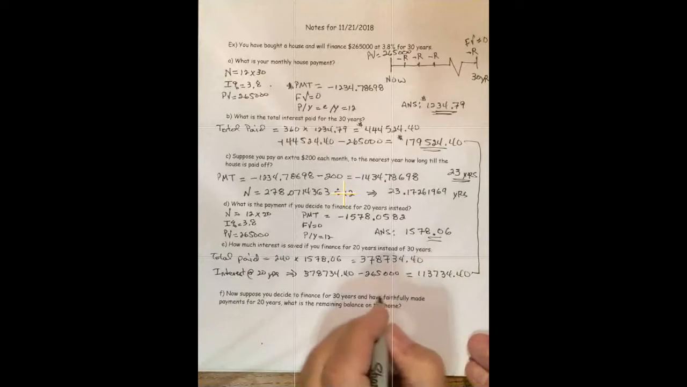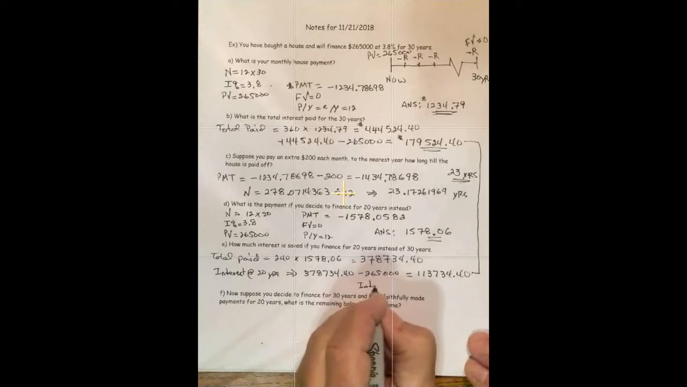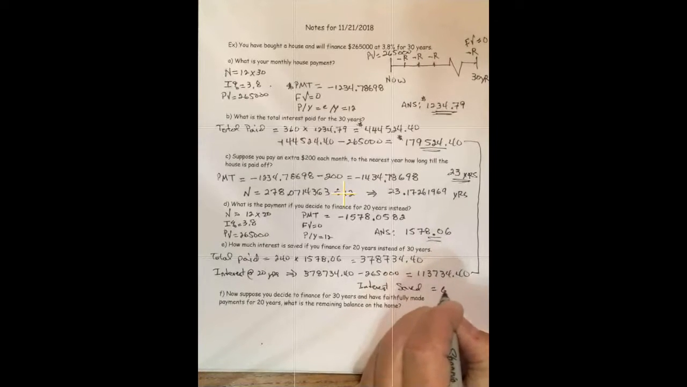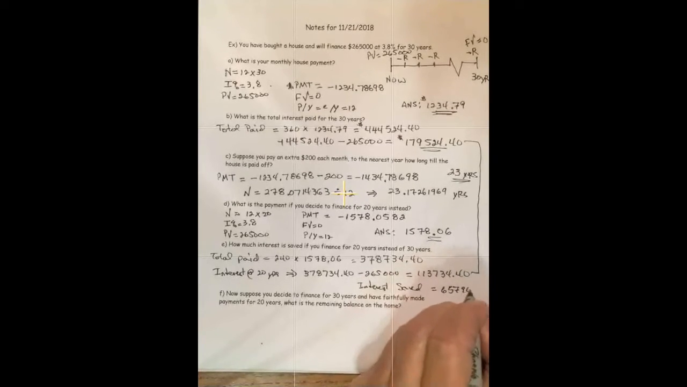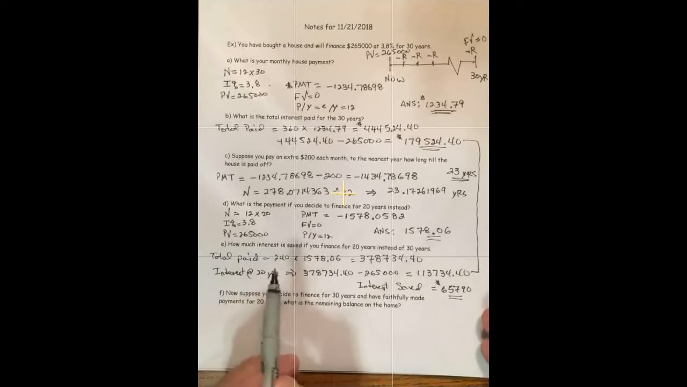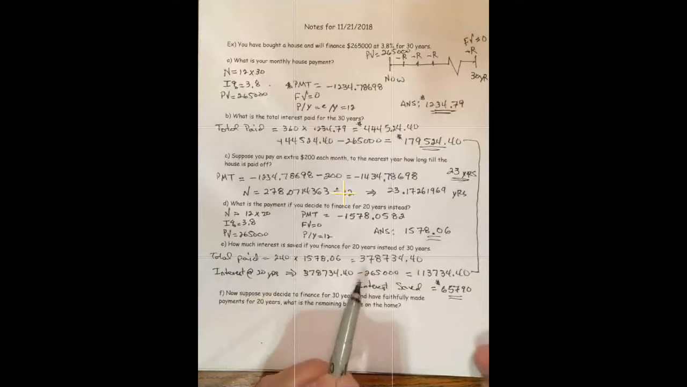we subtract those two values, the interest saved comes out to be $65,790. Wow. That's a lot of money. The moral of the story is, if you can get by financing 20 years, finance at 20. If you can finance it 15 years, you're going to save a ton of money in interest.